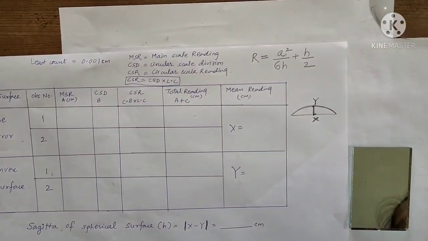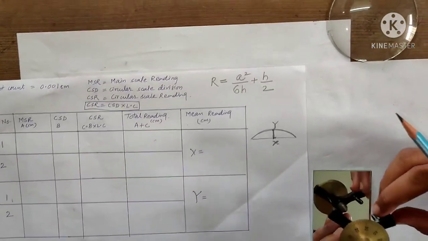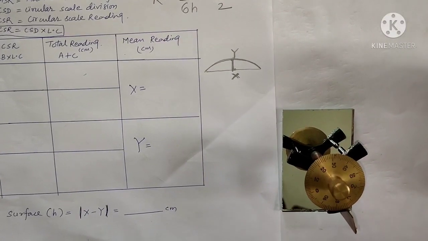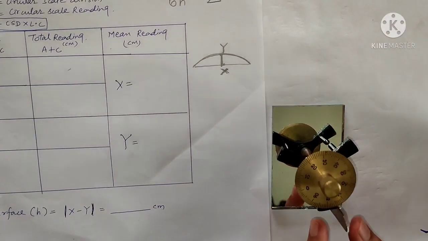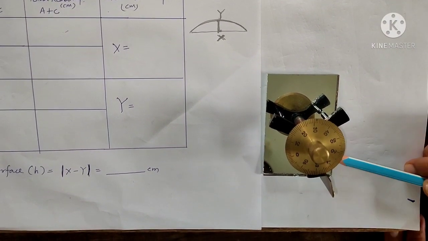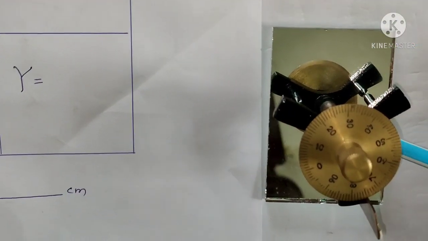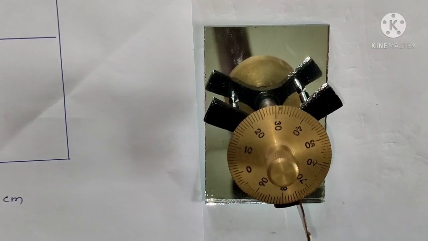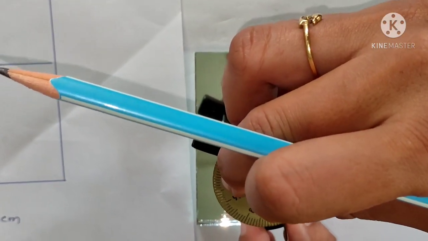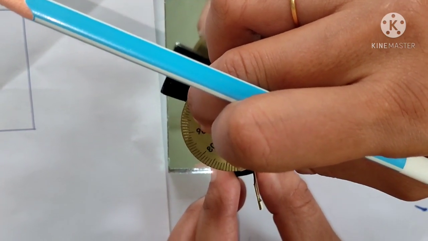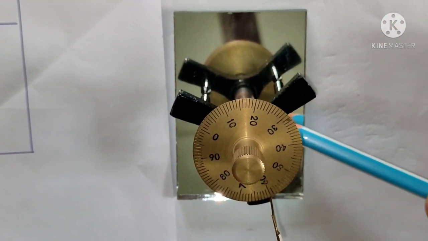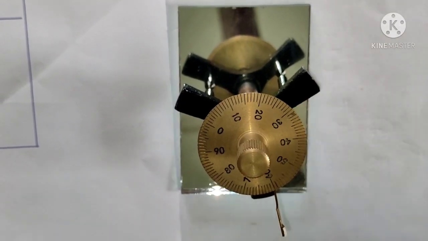For that, first we'll place the spherometer on the plane surface. You can place it at any position. Then adjust the center screw in such a way that all three legs as well as this screw touch the plane surface. Okay, so first we have to adjust the center screw, middle screw in such a way that all three legs and the tip of the screw also touch the plane surface.